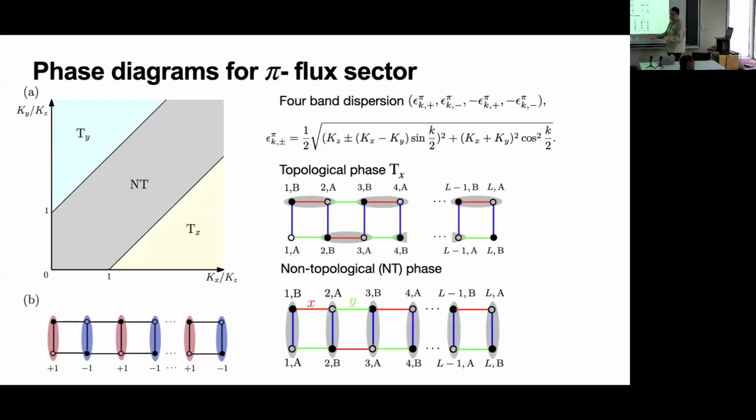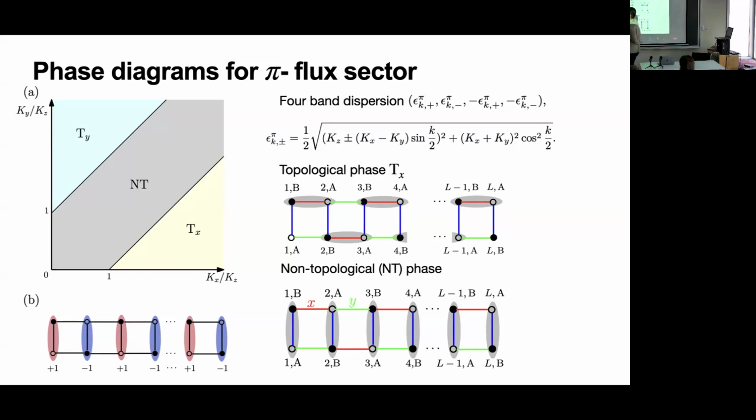Okay, so after understanding the Z2 flux, we explore the phase diagrams by fixing the DJ. When we fix the DJ, we have the 4-band dispersion because one unit cell contains 4 sublattices, and there will be 4 bands. I denote it E_k plus-minus with a pi because I'm obtaining the phase diagram of the pi flux. And the dispersion looks like this.